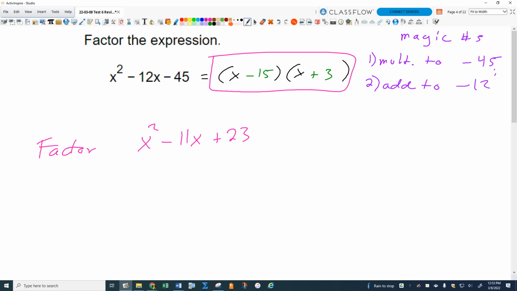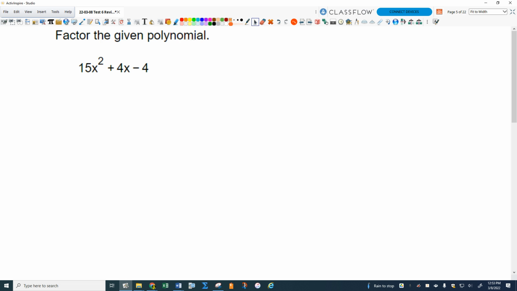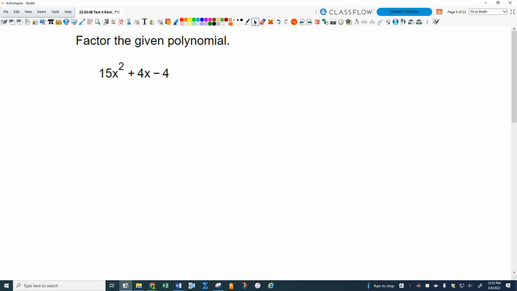Now what about this guy here? Okay, so this is a trinomial also. This one's tougher though. How come? It's where you're doing the slip and slide. We'll try to factor out a GCF.